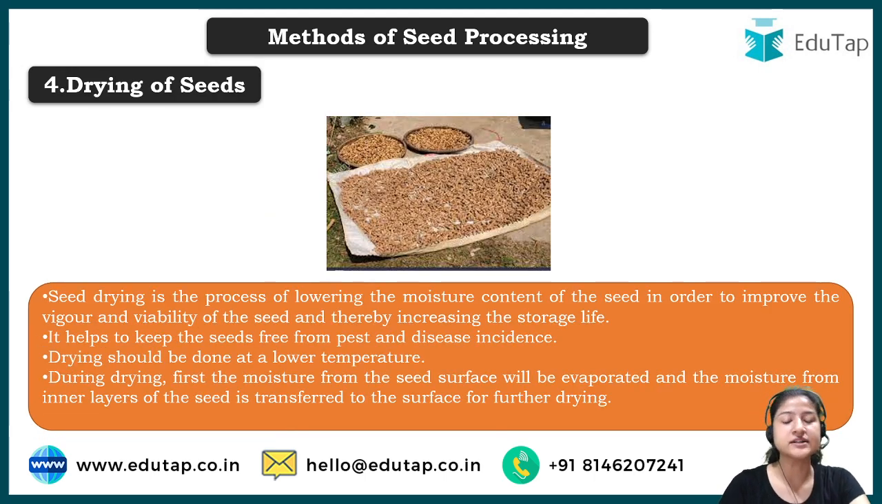Next is drying of seeds. Moisture is essential for germination, so we have to reduce that quantity, so that unfavorable conditions develop for the seed and it does not germinate. That is because we need to store the seeds, right? In drying of seeds, we have two methods.